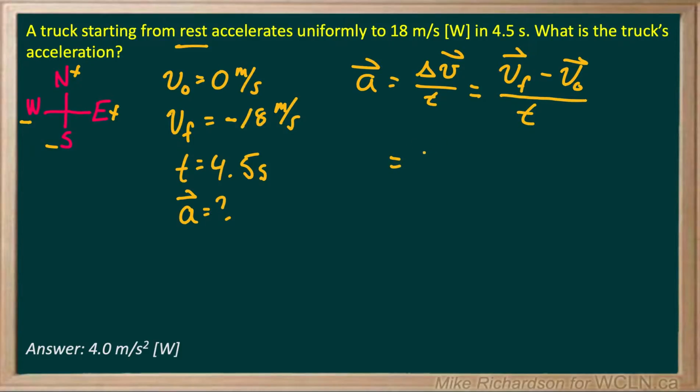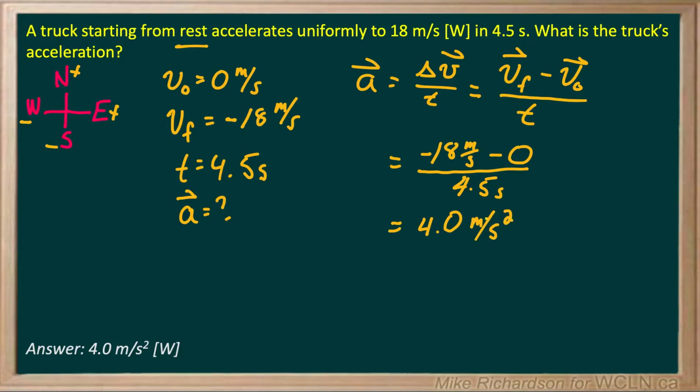So now let's put in our numbers. Negative 18 minus v initial all over 4.5. And when I work that out, I end up getting 4.0 meters per second squared. And I'm going to get a negative answer.